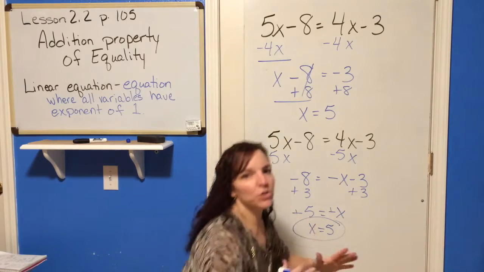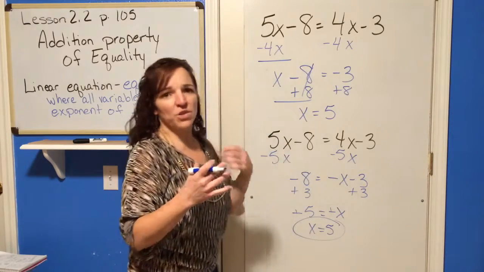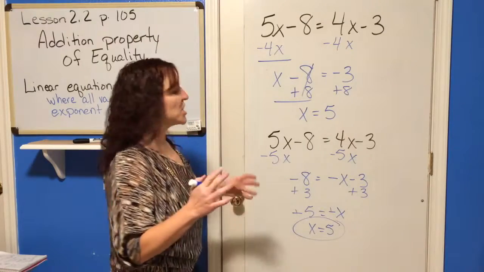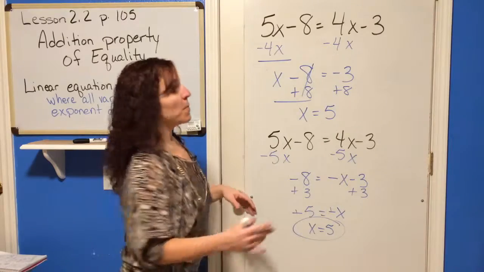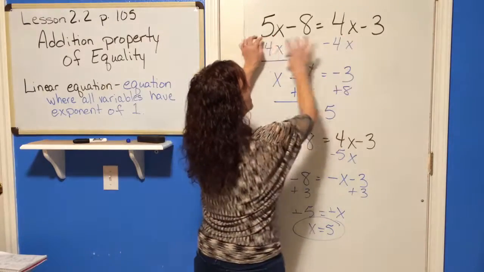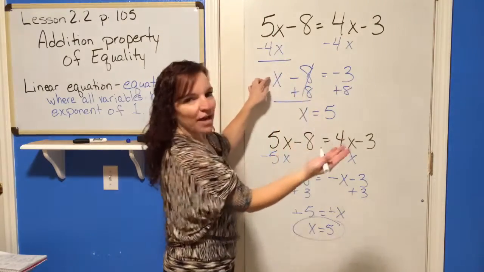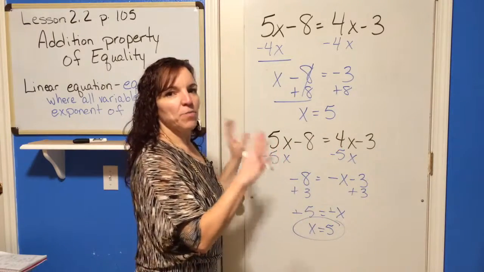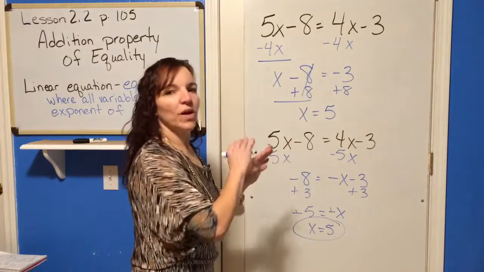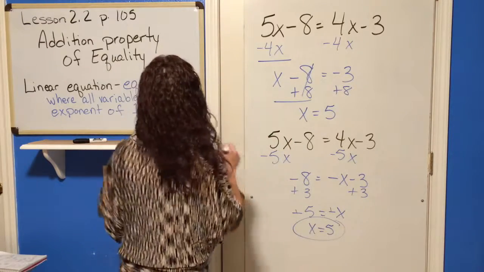So it doesn't matter. Don't worry about, oh no, I moved mine to the other side. As long as you do the same thing to both sides, I would suggest that you move the smaller number to keep your variable positive. You don't have to, but it just saves you a step later. So if you've got one smaller and one larger, I would try to keep it positive if you can.